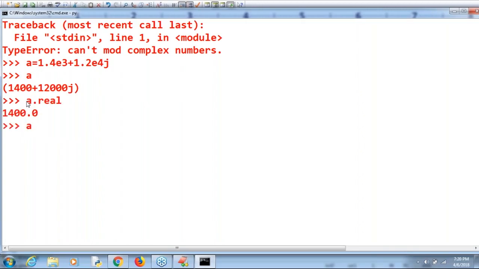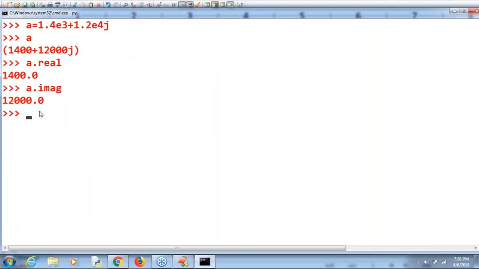A dot imaginary gives 12,000 like this. Clear? Python contains the complex data type also. There is a very specific area where we use the complex data type: to develop electrical engineering applications and scientific applications. Very fortunately, this type of support is there in Python.